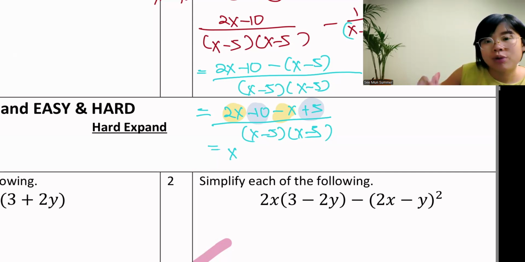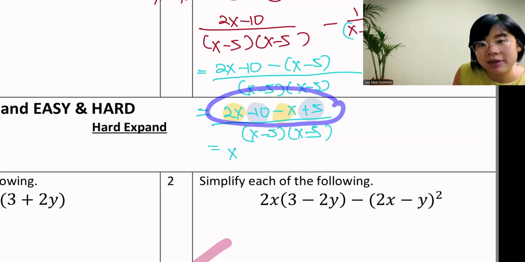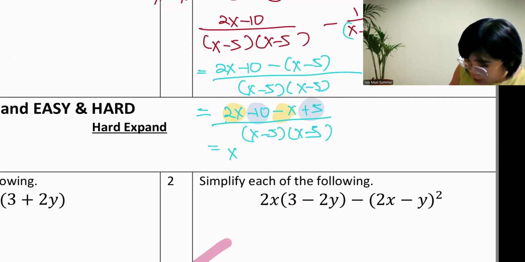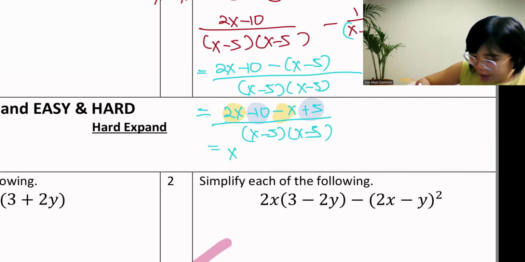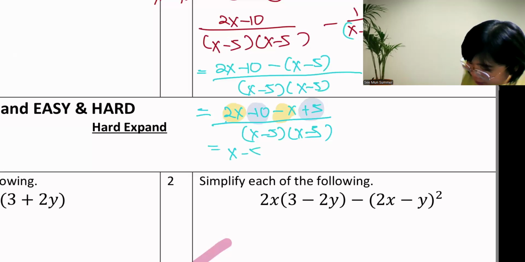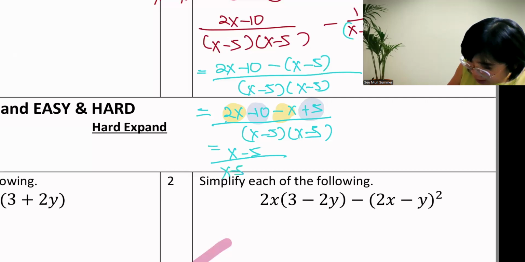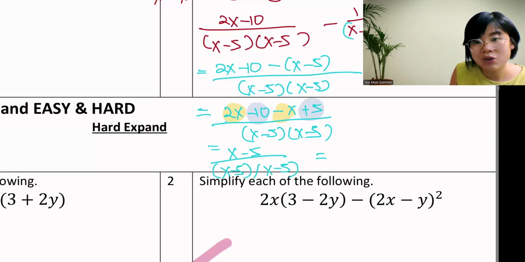But I prefer you to expand, because after you expand, you can simplify it some more. So see, instead of factorize, I expand. So we can see 2x minus x will be x. And then negative 10 plus 5, isn't it negative 5? In the end, you will get this answer. So x minus 5 and then x minus 5. And then you will be very happy to find out that you can factorize again.